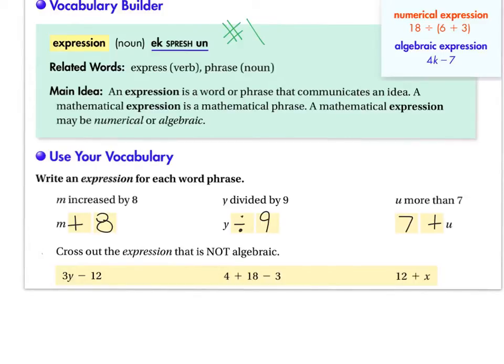Along the bottom here, we have 3 expressions. One of them is not algebraic. Which one is not algebraic? Well, the one with all numbers. Algebraic expressions have letters in them.